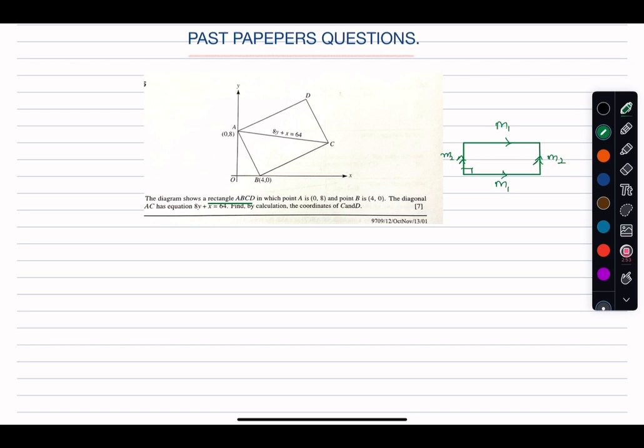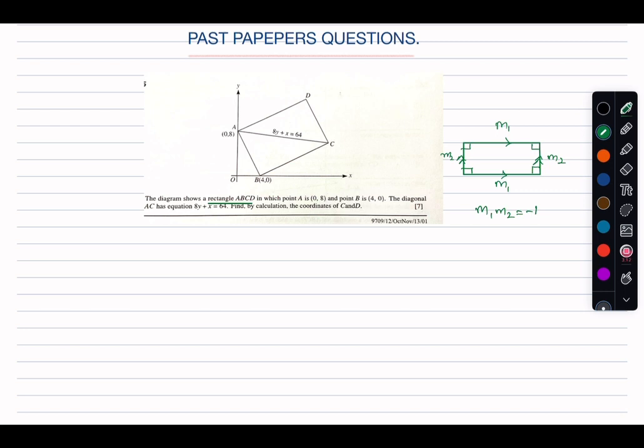Number 2, in the rectangle, the sides are perpendicular to each other. Therefore, the two gradients are going to be negative inverses of each other. We know that m1 times m2 equals negative 1. So this is what we know about a rectangle.